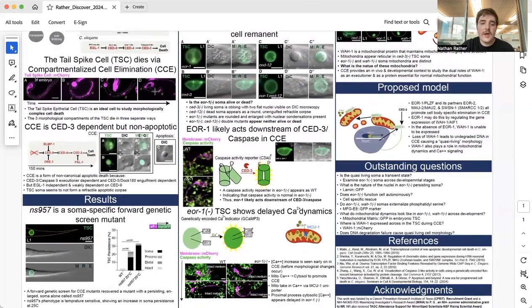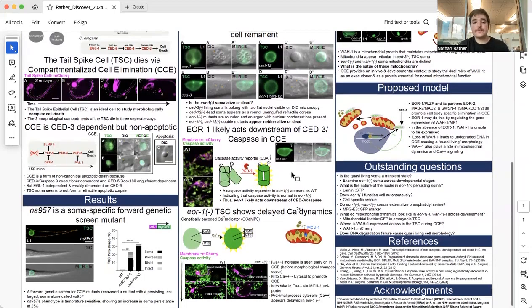We wanted to know where in the genetic pathway of CCE does EOR-1 exert its effect? To do this, we used a reporter for caspase activity, and we found that caspase activity is normal in EOR-1 mutants, suggesting that EOR-1 may act downstream of CED-3 caspase. And a double mutant with CED-4 confers these results.